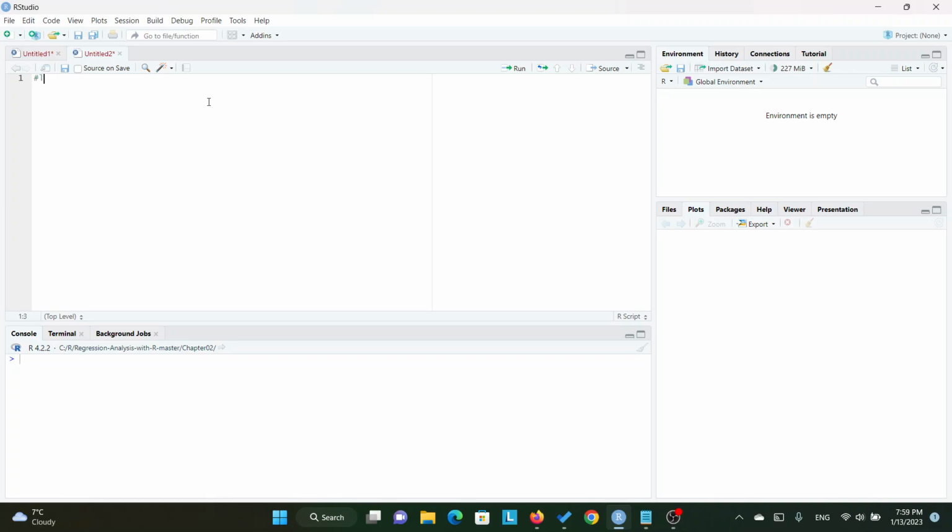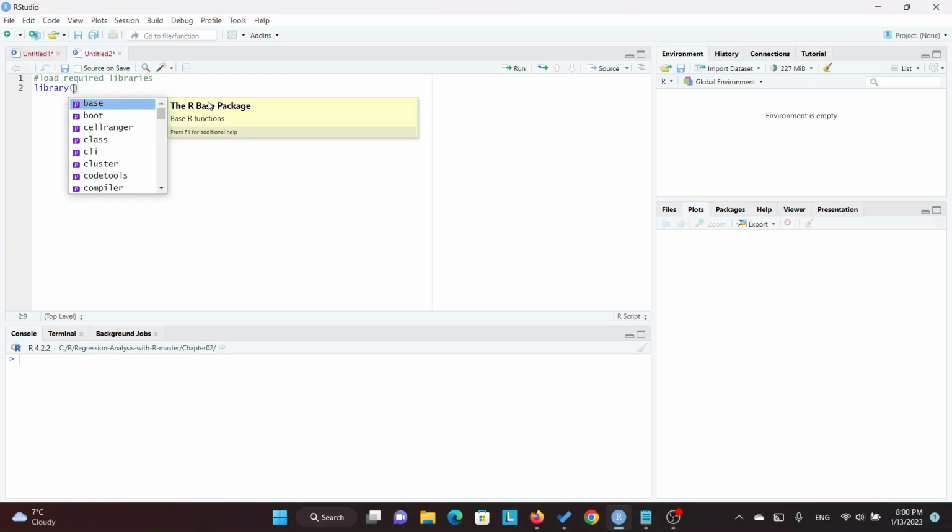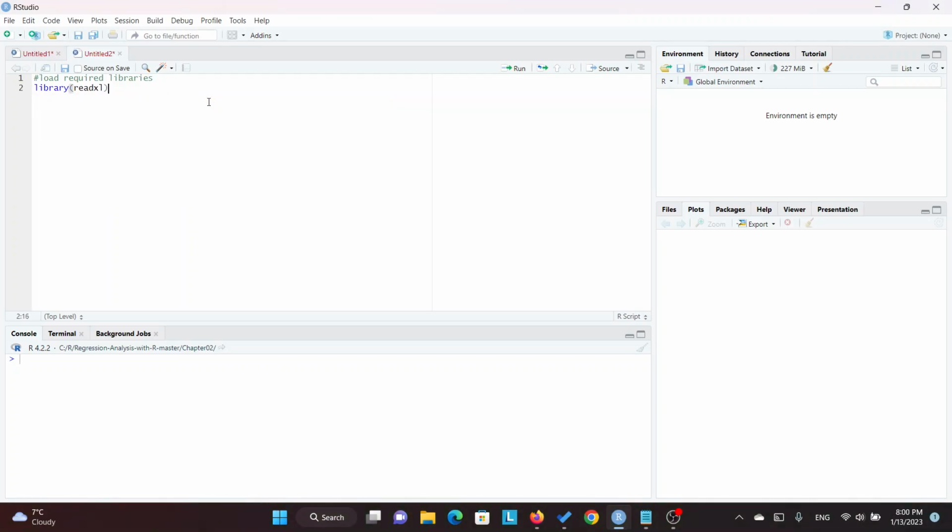We are going to start off with a comment saying that we are going to load the required libraries or packages, you can call them. We're going to need two libraries. The first one is readxl, that will help us read the XLSX file, and we are also going to need the pracma library. So we're going to run those two statements.